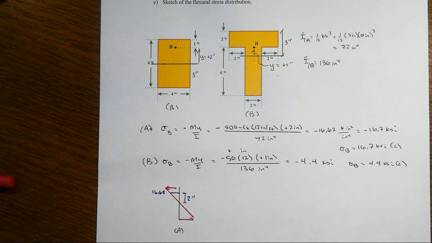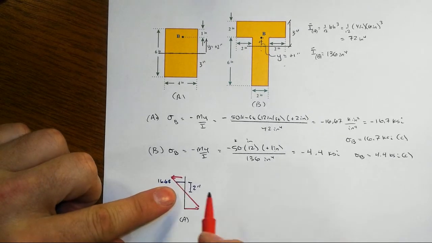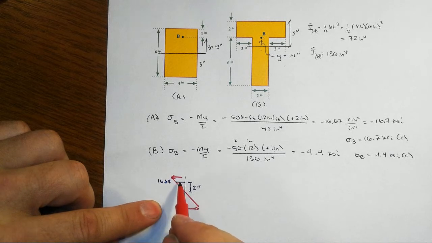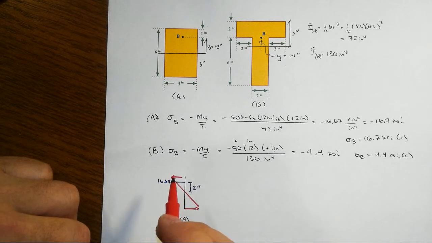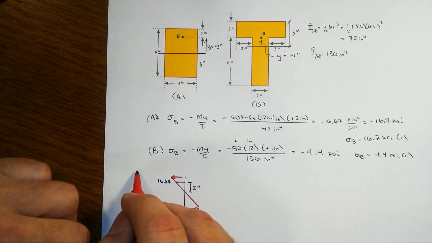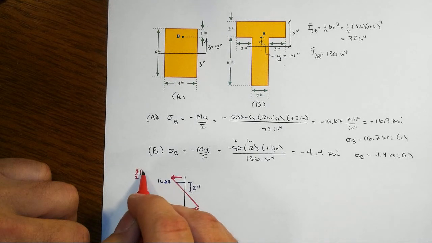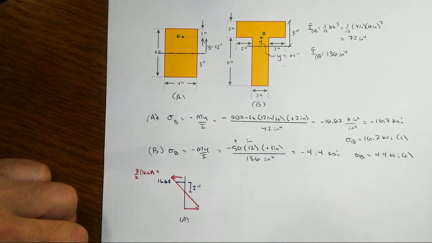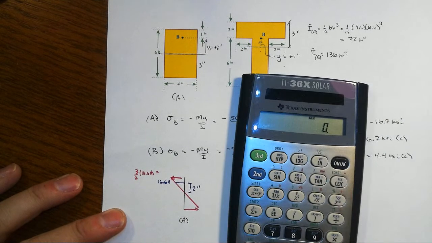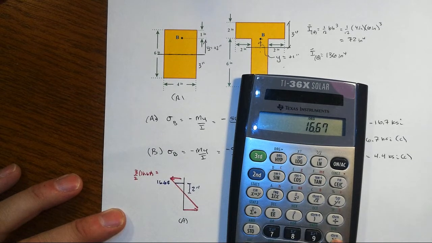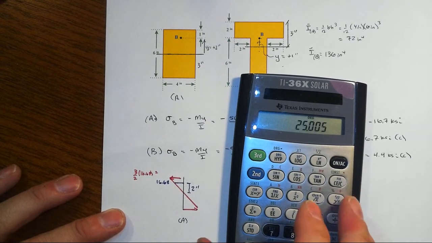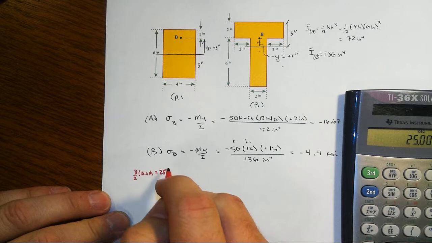That's important. But to get to the max, we could do this a couple different ways. Since we know where the neutral axis is, we could use proportionality to get the other one, right? So this sigma max up here would be 3 inches divided by 2 inches times 16.67. That would be the congruent triangle, and that would be 25 KSI.